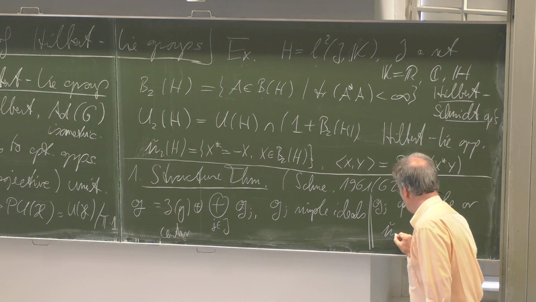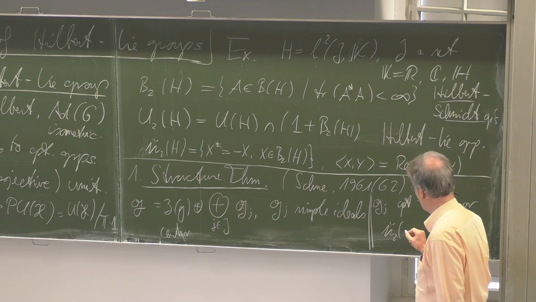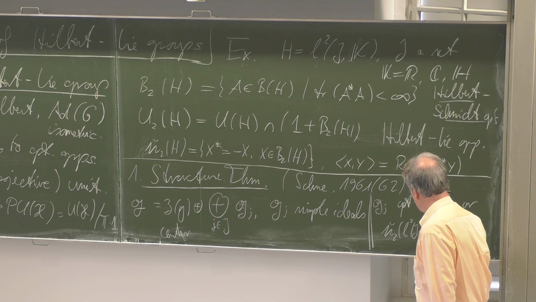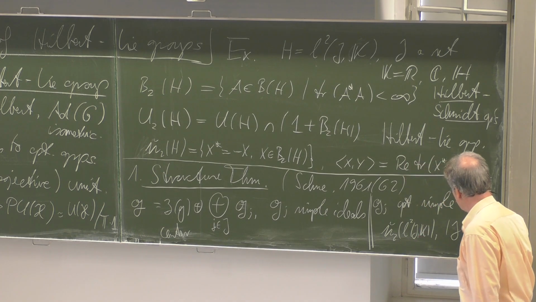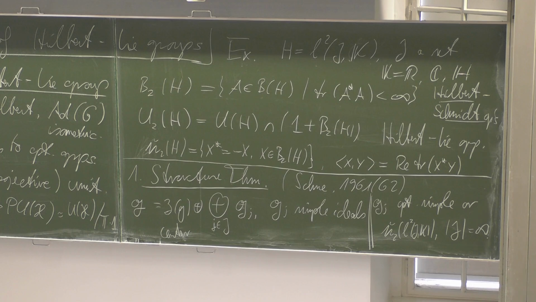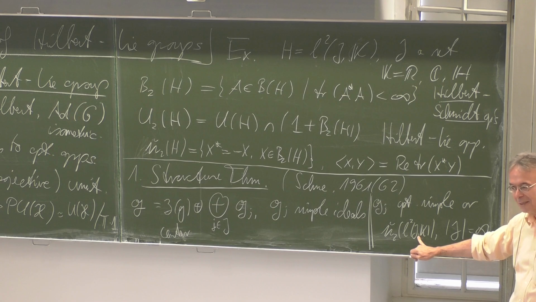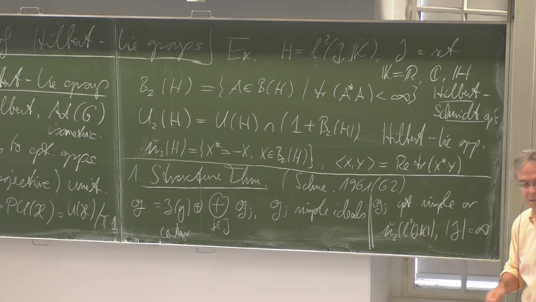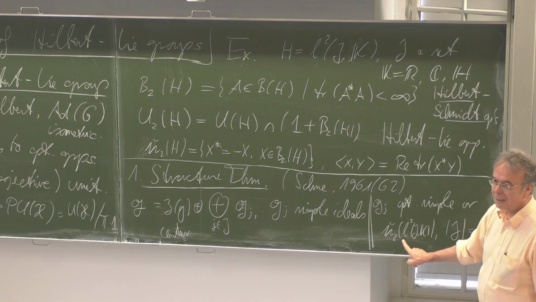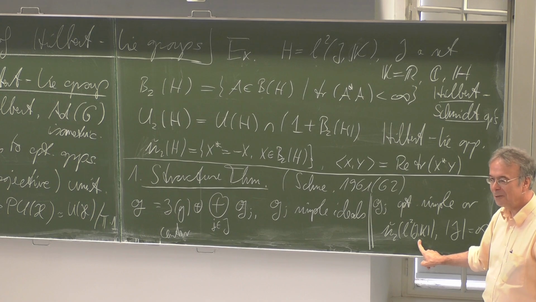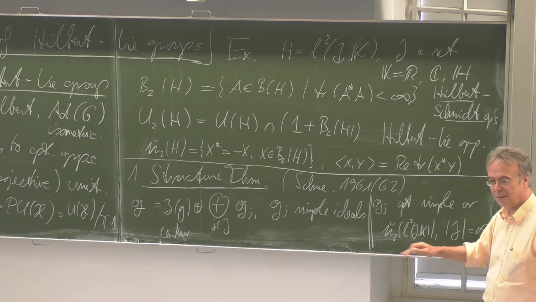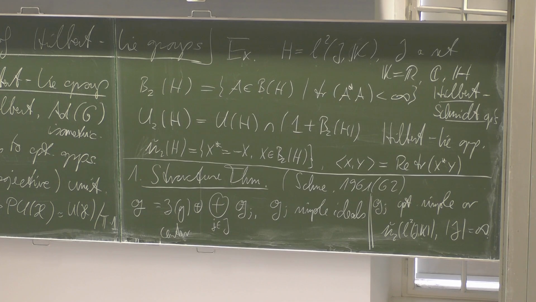Or u_2 of l^2(J, K), where J is an infinite set. You see, if you have a finite set, this Lie algebra is not simple because it has a center. But if the Hilbert space is infinite dimensional, this Lie algebra becomes simple because the trace is not defined on Hilbert-Schmidt operators. Right? The trace class operators form a dense subspace. So the commutator algebra is dense, and this makes it a simple algebra.